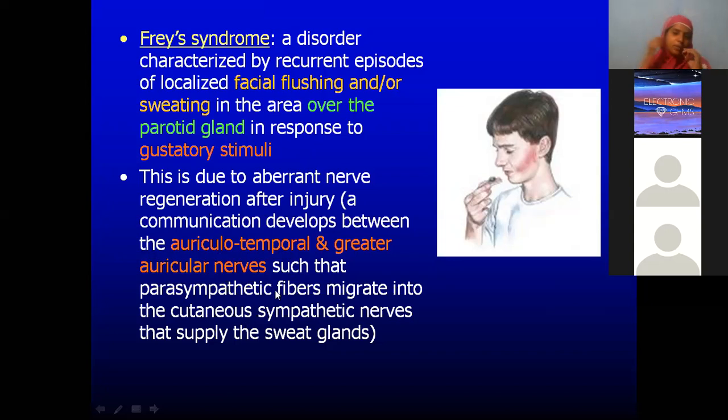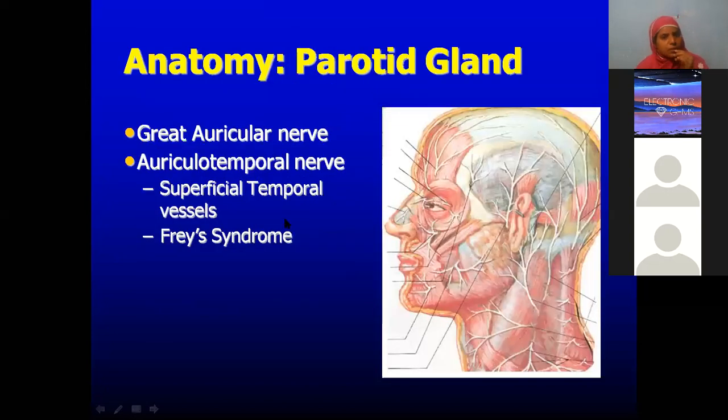That means they are supposed to supply the parotid gland, but now because of this aberrant development, they are supplying the skin also, because of which in the skin we have sweat glands. The sweat glands will start their secretions, causing the secretion of sweat whenever we are eating. So that condition is called Frey's syndrome. Then this we have done.